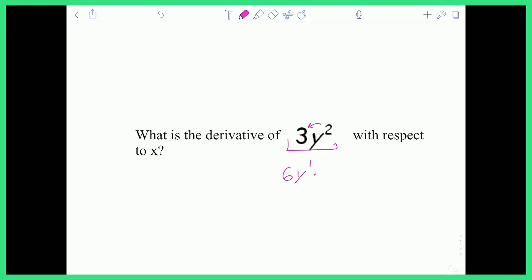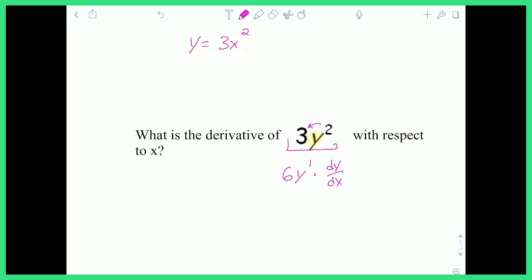But then the chain rule says you need to multiply by the derivative of the inside. The inside, in this case, is just y. The derivative of y with respect to x is dy/dx. So the derivative of 3y squared with respect to x is 6y dy/dx.